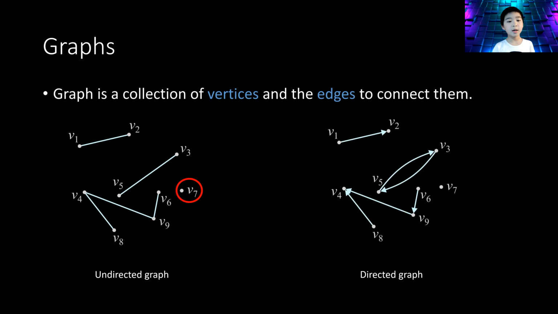We can also have a directed graph. Here, each edge has a direction. For example, the edge from V3 to V5 is different from the edge from V5 to V3. Now that we know what a graph looks like, we can talk about some of the graph terminologies.